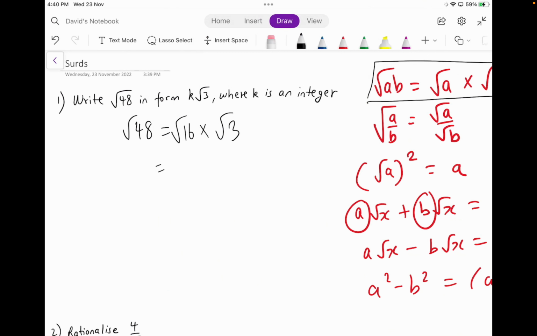Square root 16, we know, can be simplified to 4. 4 times square root 3 becomes 4 square root 3. So this is the simplified form. This question will be asked for about 2 marks. So yeah, this is the working shown. Let's move on to the next question.